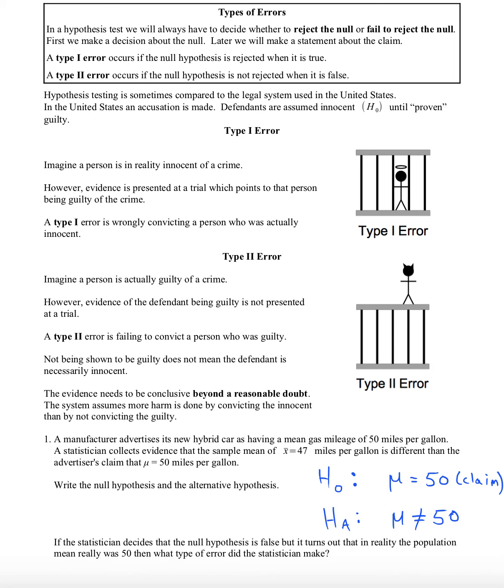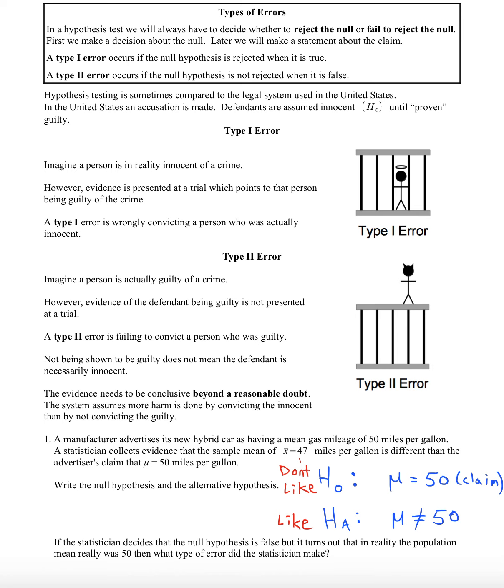Let's say that the statistician decides that the null hypothesis was false, but in reality it turns out to be actually true. What type of error would the statistician be making? So one thing that can be really helpful when it comes to hypothesis testing and making decisions is I recommend writing the word "like" next to the one that you like as the statistician. This statistician did not like the null, presumably because they had found a sample mean that was substantially lower than 50. So the statistician actually likes the alternative.